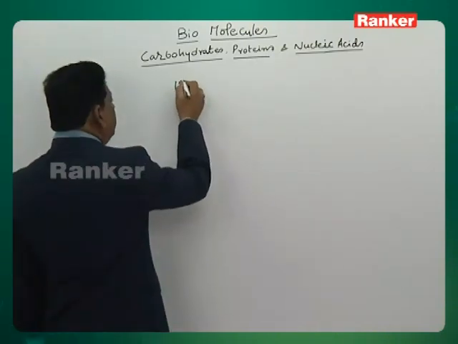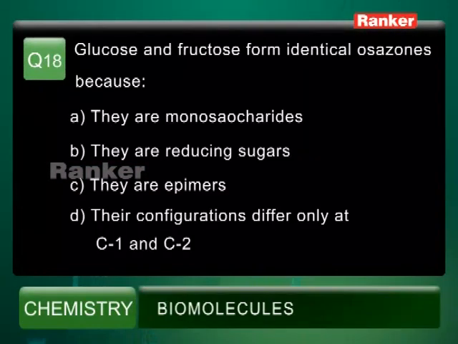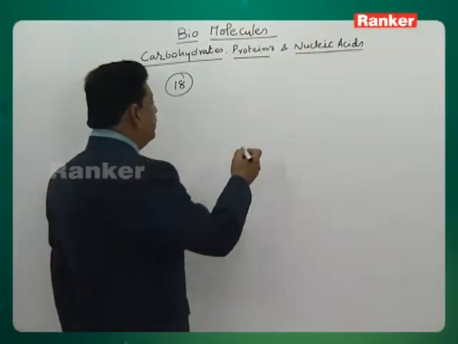Let's go to question number 18. Glucose and fructose form identical osazone because, options are given: A, they are monosaccharides, B, they are reducing sugars, C, they are epimers, D, their configuration differs only at C1 and C2. The last statement D is the absolute statement.